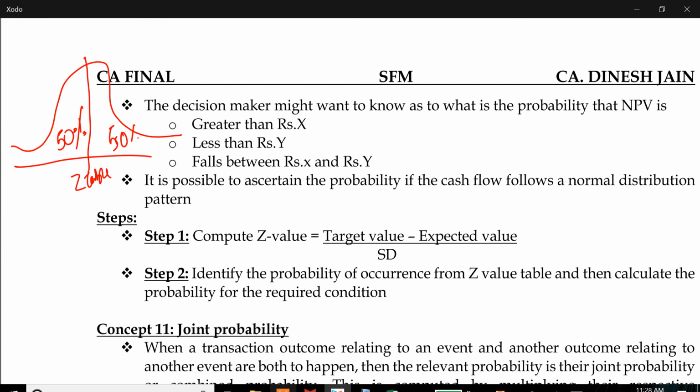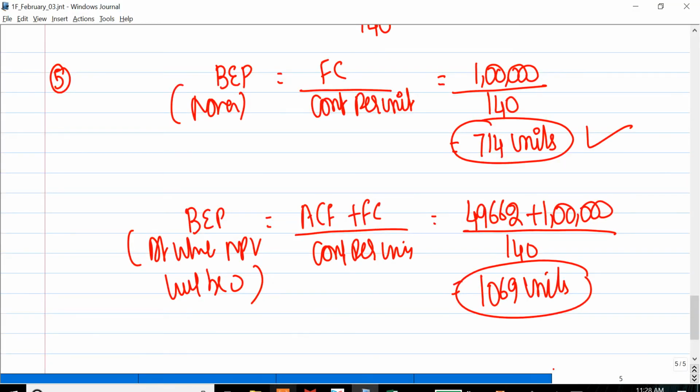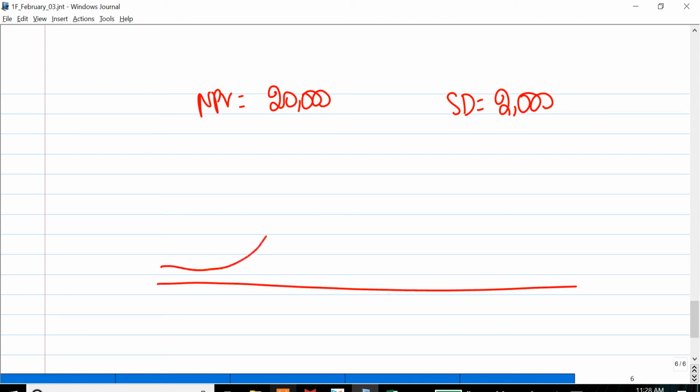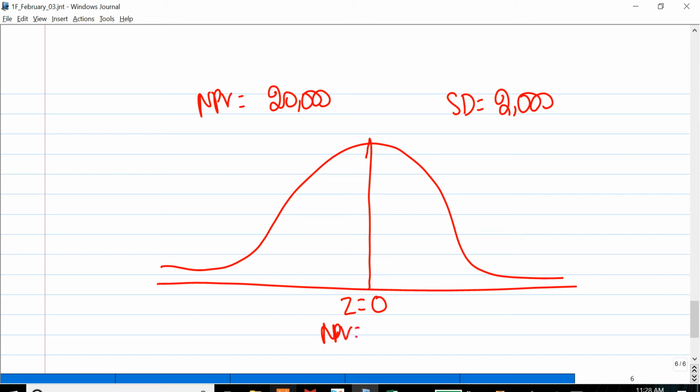Now listen, let's take from an NPV point of view itself. I calculated NPV is 20,000. Standard deviation is 2000. How do you calculate standard deviation? How do you calculate NPV? All of this we have seen earlier. Now there is a table like this. This place is called as Z is equal to 0 and NPV equal to 20,000.